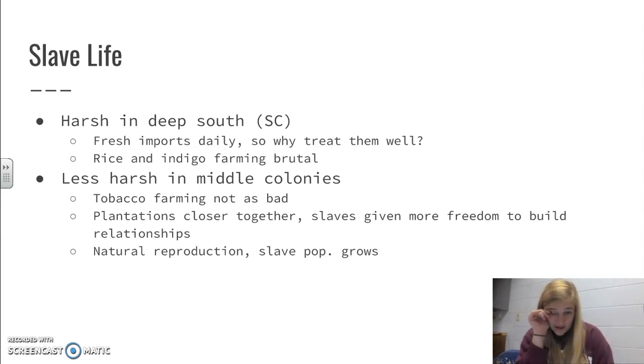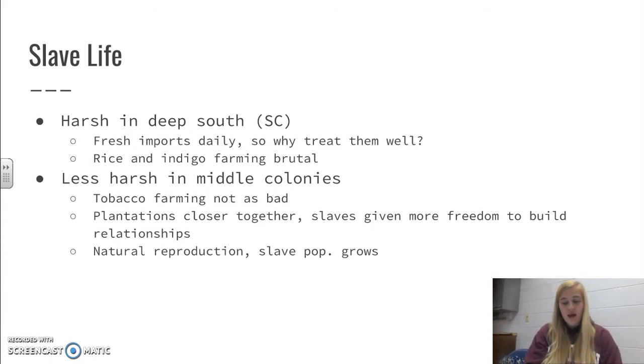Also, in the middle colonies, there was more natural reproduction, so the slave population grew, and it was more encouraged for slaves to have their own lives. Now, I'm not saying those are good things. I'm saying that in the darkness of the slavery system, being in the middle colonies was so much better than being a slave in the southern colonies.